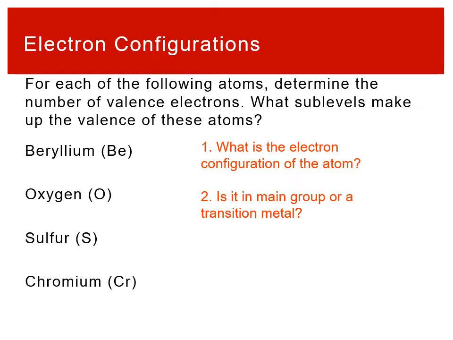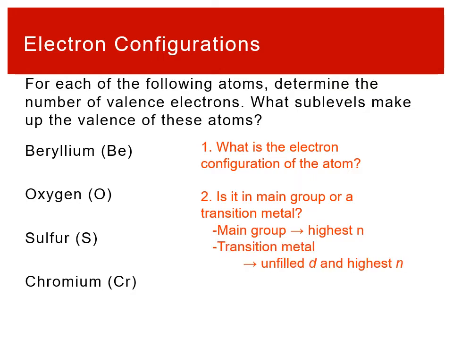I'm really going to start off by asking: is it a main group element or a transition metal? Is it one of those metals in the middle? If it's a main group, we just take whatever the highest n is, the highest shell. If it's a transition metal, we need to include those unfilled d's and the highest n.